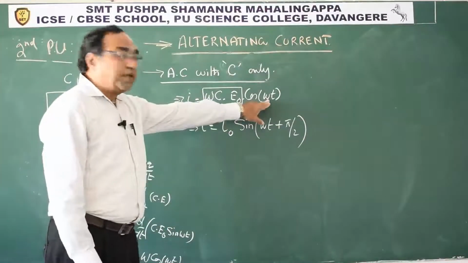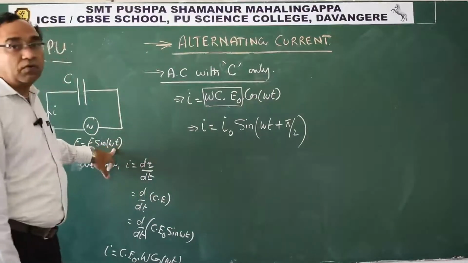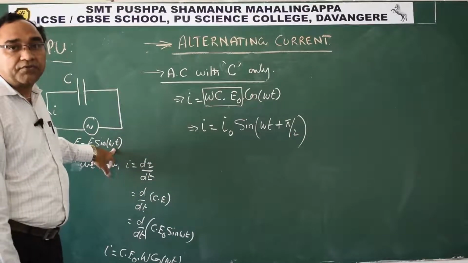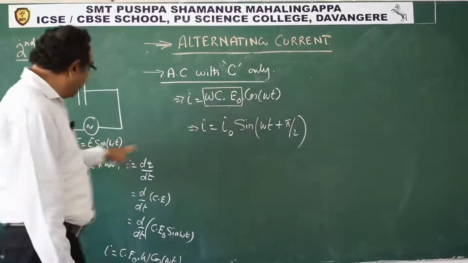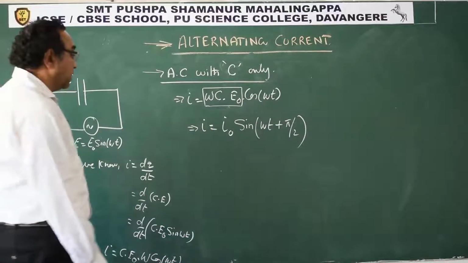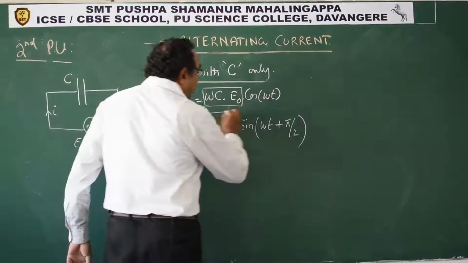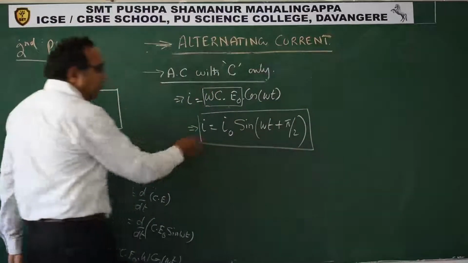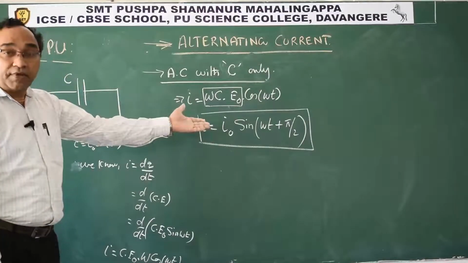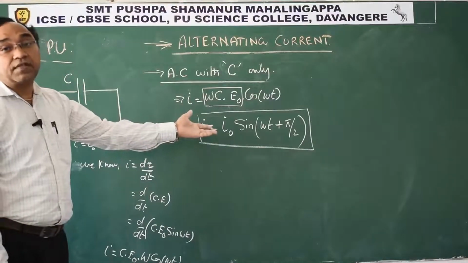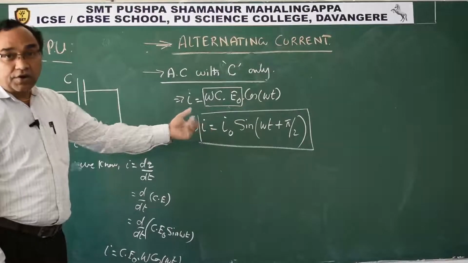Otherwise, here omega t is there, here omega t is there. Don't jump to the conclusion that the phase difference is 0. Wrong. Here it is a cos function, here it is a sine function. You cannot do that. So this is the expression for current that we have in a C only circuit. So now find out whether they are in the same phase, whether they are lagging or leading.